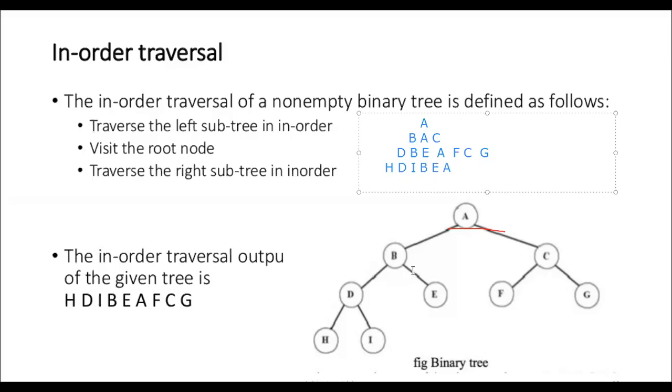B is already done. E cannot be expanded because it doesn't have any child. Then A is already done. Then F cannot be expanded because F doesn't have any child.